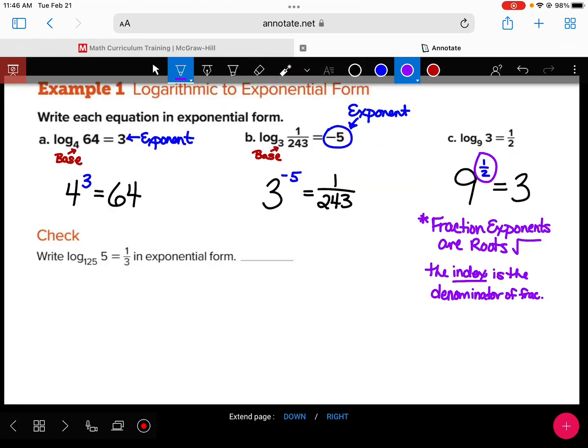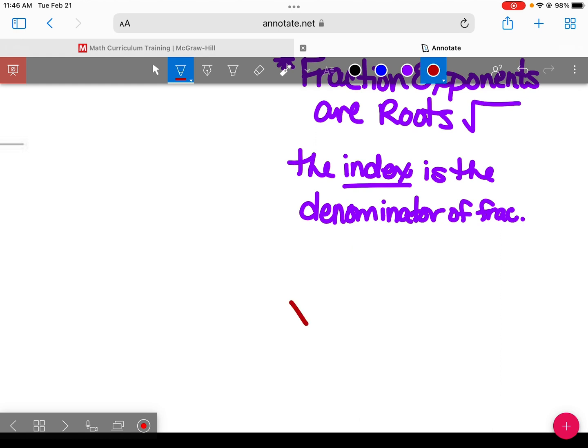So if I was going to write this one as a root, what's my denominator? The index. 2. So this would be a square root. Remember, if my index is 2, I usually don't see it. So the square root, what is the square root of 9? 3. 9 to the 1/2 is the same thing as the square root of 9. Square root of 9 is equal to 3. That's what we wrote right here.